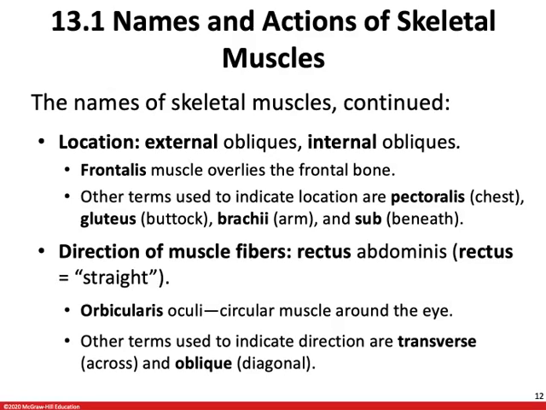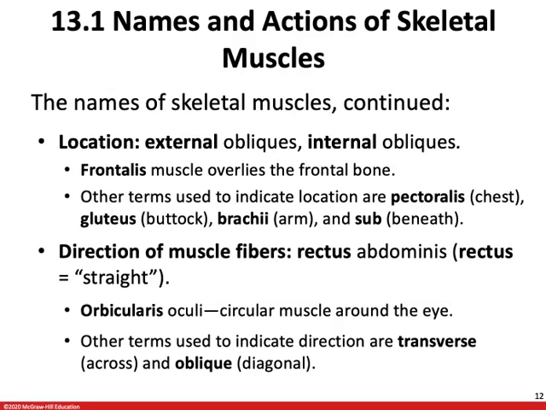There are other terms that are used to indicate location, like pectoralis, which would be the muscles that are found in the chest region. Gluteus indicates the muscles found in the gluteal region. Brachii, found in the arm. Sub means beneath. So they may be named not just for where they are located, but where they are located in relation to the other muscles around them.